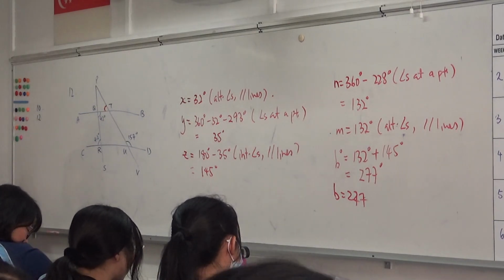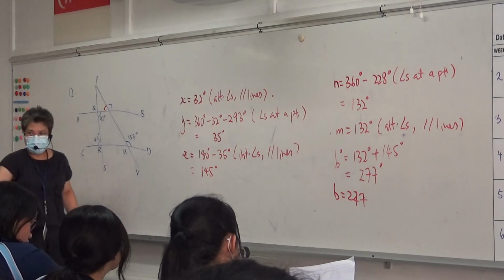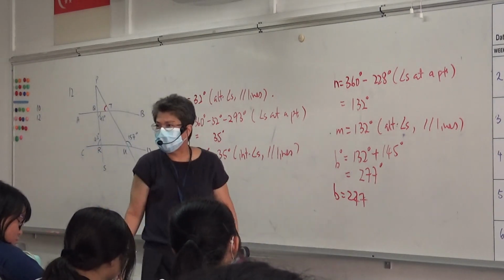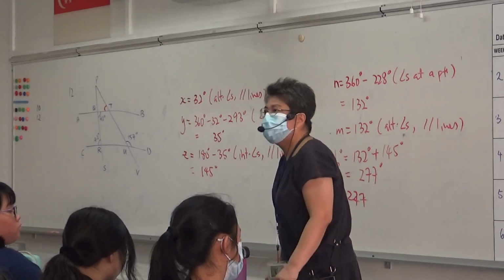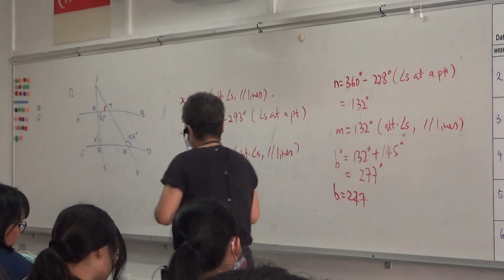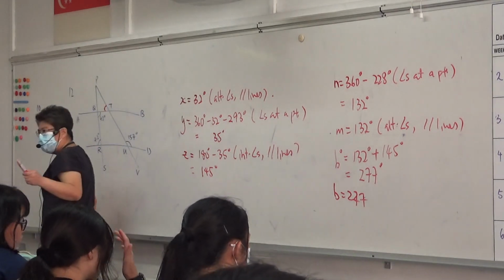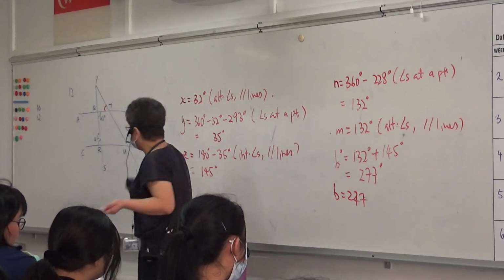Everybody clear? Now, may I know those who have done it, right? What's the first thing that you must do first? I must show parallel first, right? Yes or no? Okay. Now, we must show that AB is parallel to CD. Okay, good.